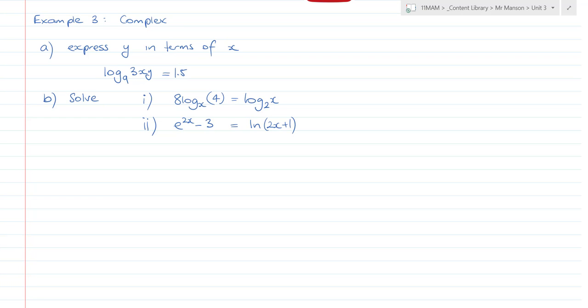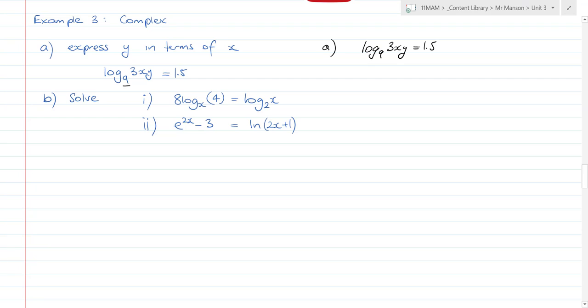So let's have a look at example 3, which are what I consider to be more complex questions. We'll start with part A. I'll just do it over the side here. So in part A, I ask you to express y in terms of x. So I've got log base 9 of 3xy equals 1.5. Log base 9 of 3xy is 1.5, and I want to express y in terms of x. So basically I'm trying to get y by itself.